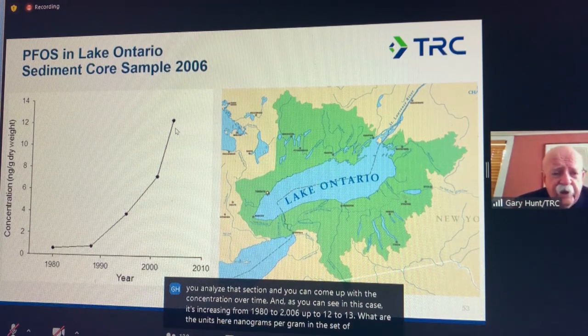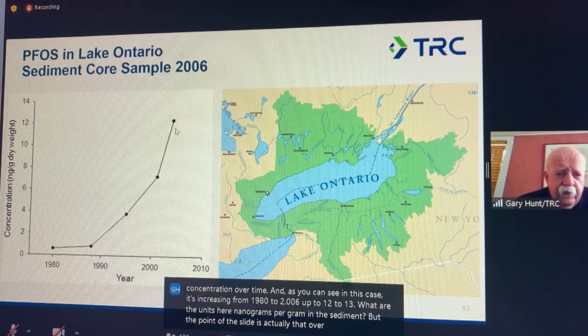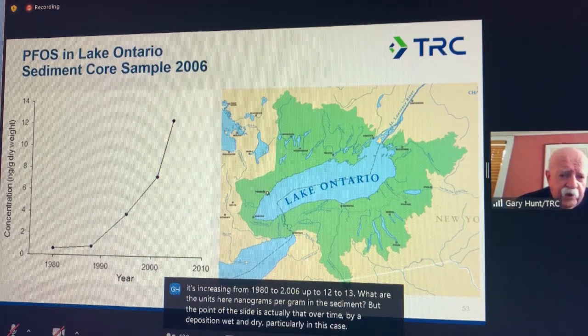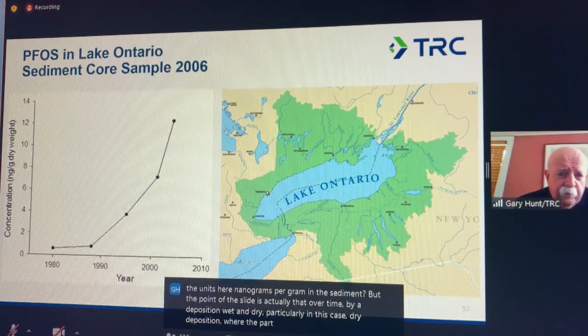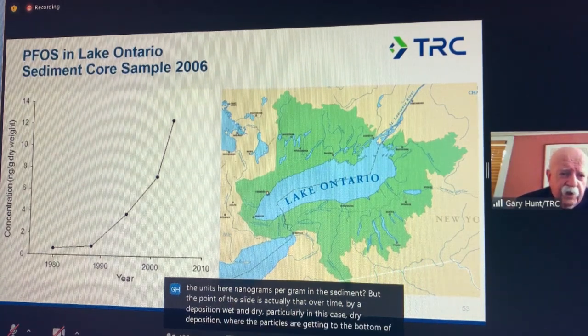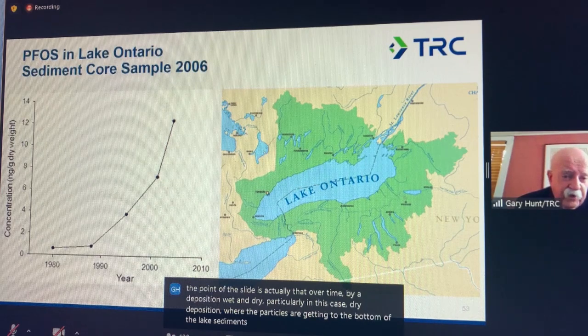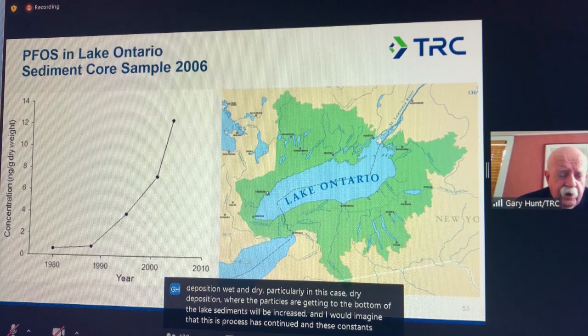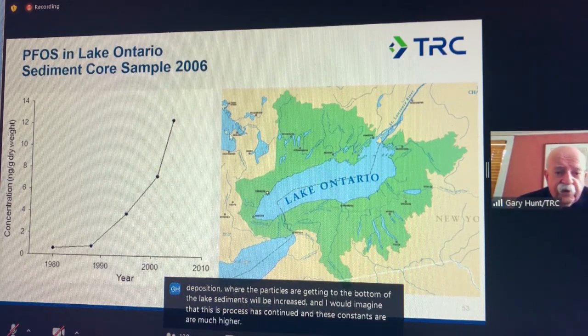But the point of this slide is actually that over time, via deposition, wet and dry, particularly in this case dry deposition, where the particles are getting to the bottom of the lake sediments, the concentrations will be increased. And I would imagine that this process has continued, and these concentrations are much higher than they were in 2006.